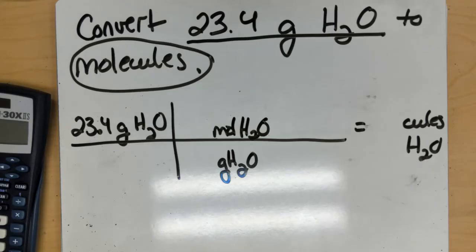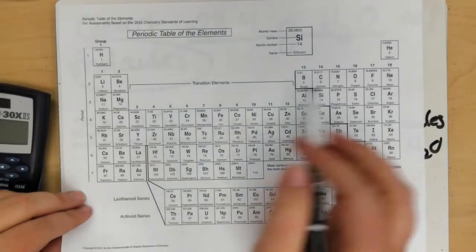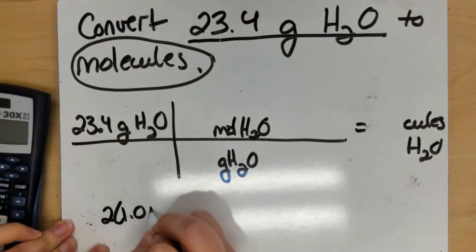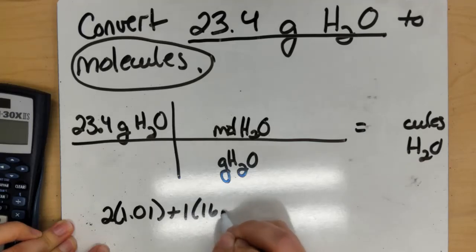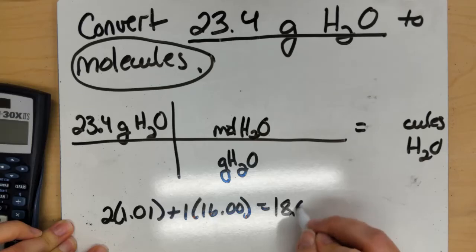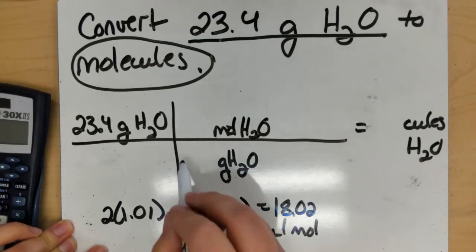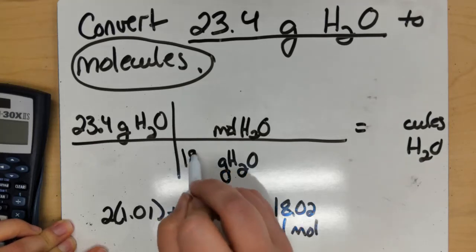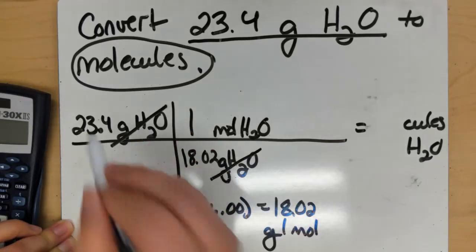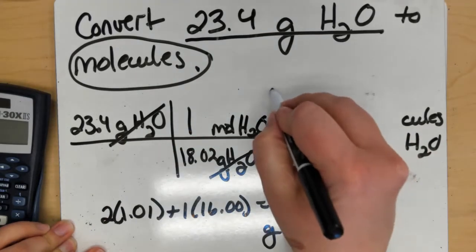Now, to get these numbers, I'm going to use the periodic table. So water is H2O. So I need to take the mass of 2 hydrogen atoms plus 1 oxygen atom. So I get that the mass of water is 18.02 grams per mole. So that's how many grams there are in 1 mole. So here I would put 18.02 grams in 1 mole. All right, so now I have moles, but I haven't gotten all the way to molecules yet, so that means I have to keep going.